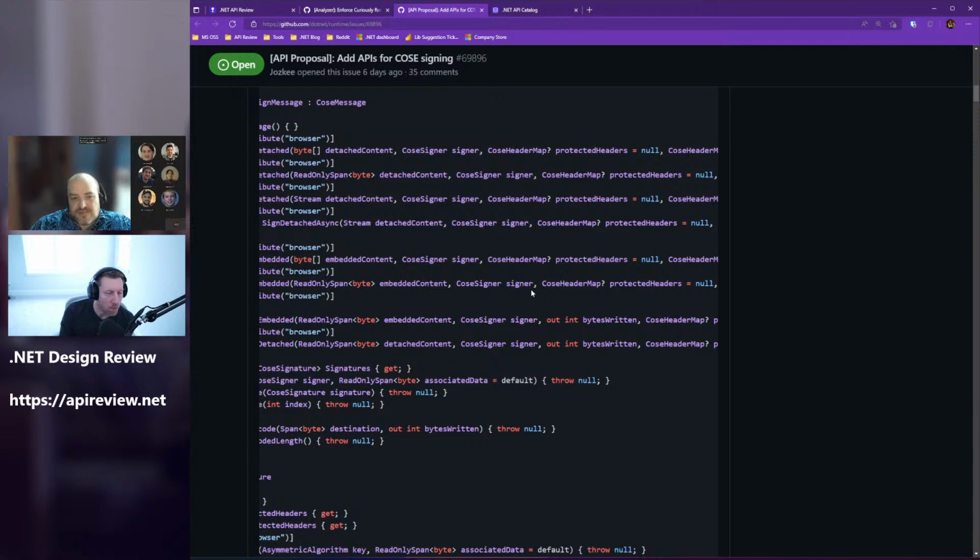So just to echo back what you said, all these static methods are effectively always the first signer, and then the secondary signer basically starts with decoding and then just add signature and then re-encoding.